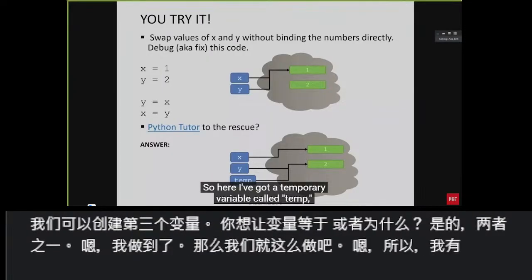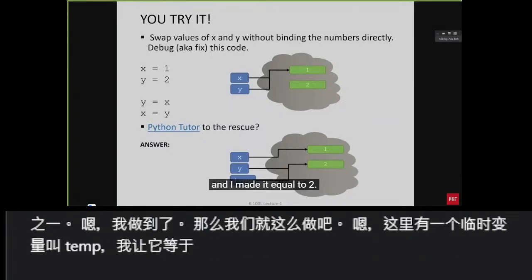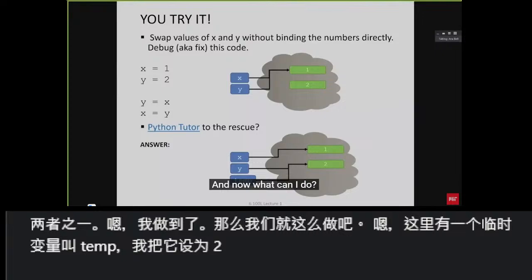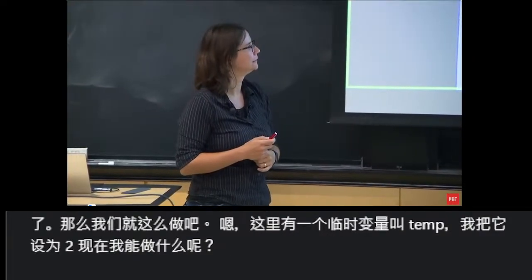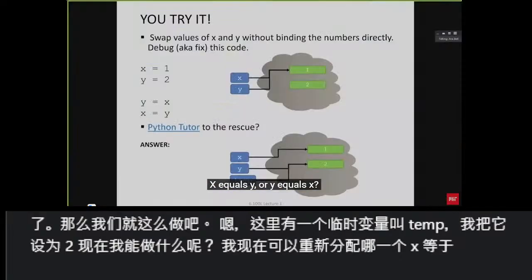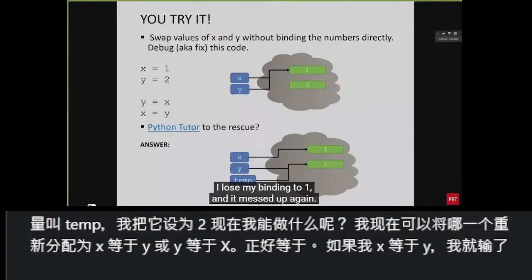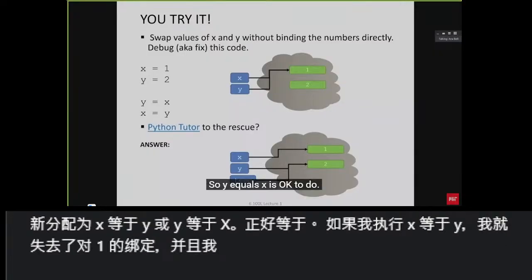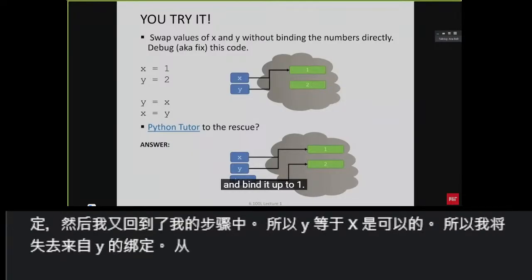So here I've got a temporary variable called temp, and I made it equal to 2. And now what can I do? Which one can I reassign now? X equals y or y equals x? Exactly, y equals x. If I do x equals y, I lose my binding to 1, and it messes up again. So y equals x is okay to do. So I'm going to lose the binding from y to 2, and bind it to 1.